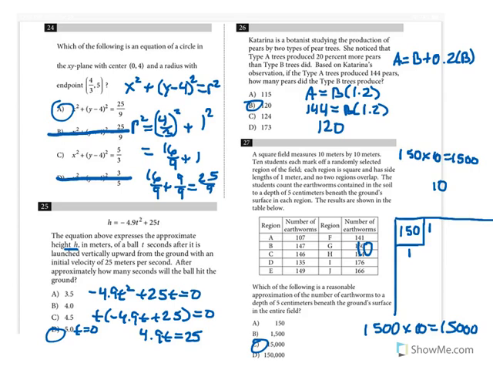Answer choice C. All right, so we had a 10 by 10 meter field, so that's 100 square meters, and each one square meter region had 150, so then we just multiply that 150 by 100, 15,000.